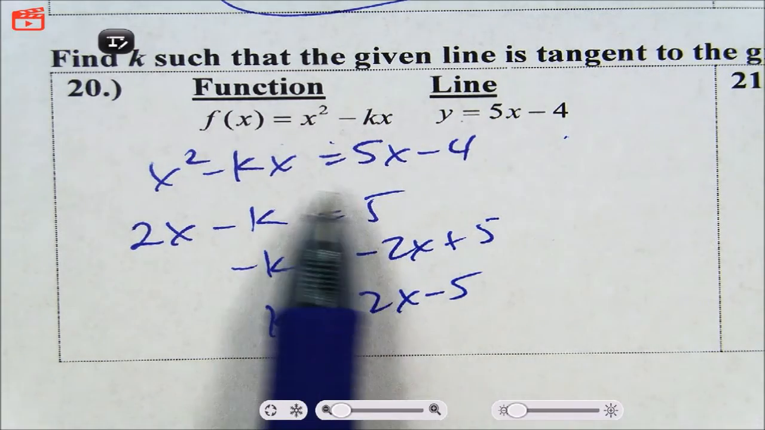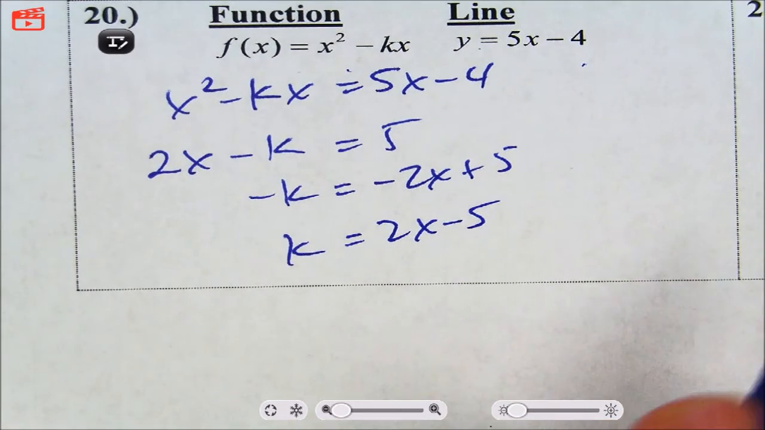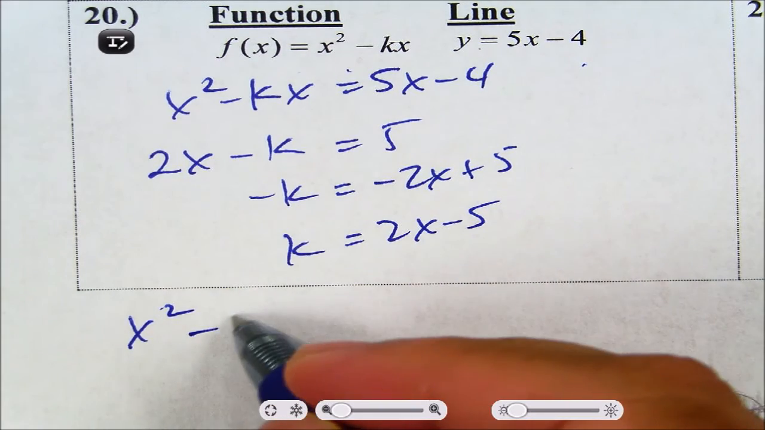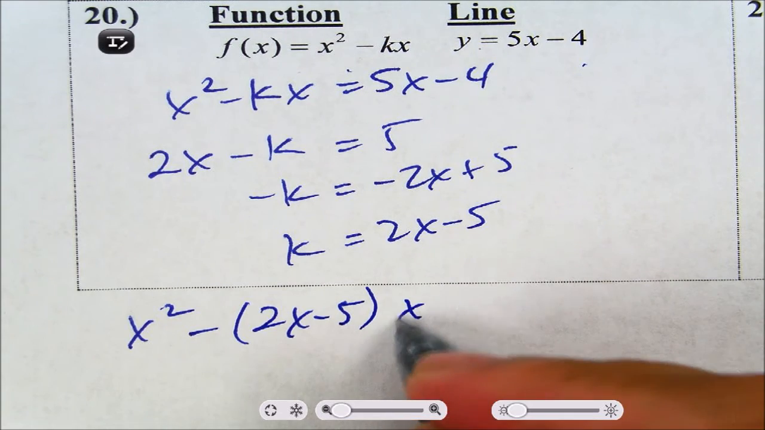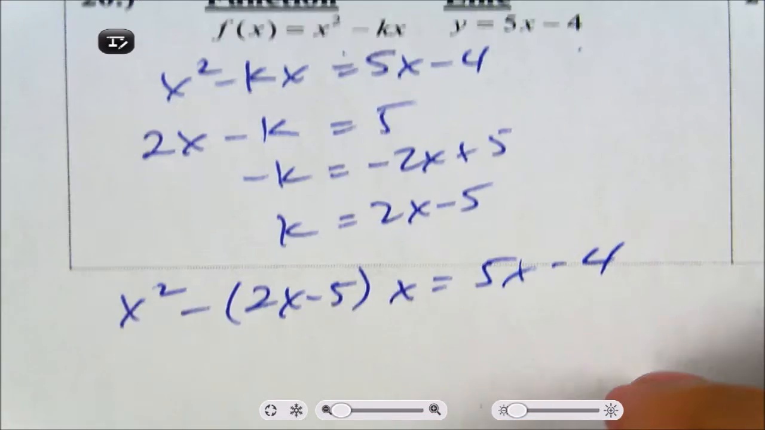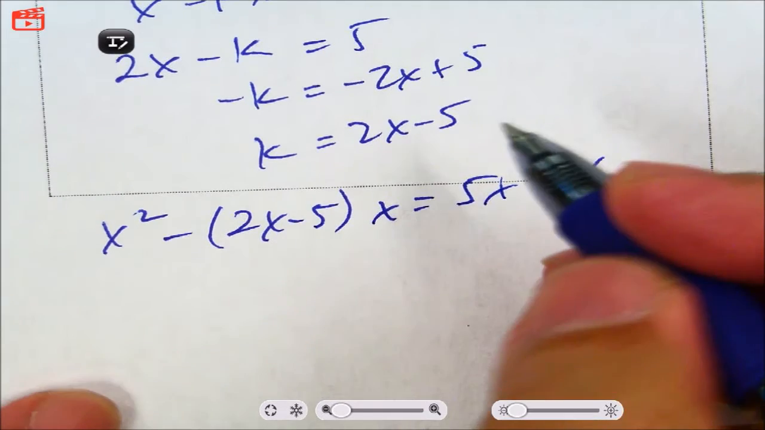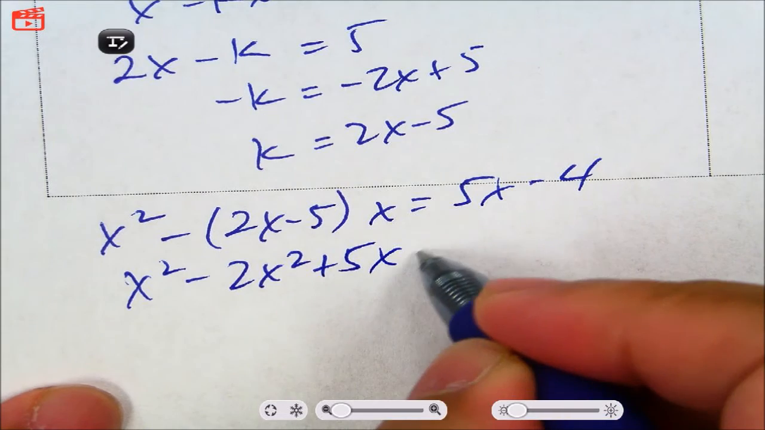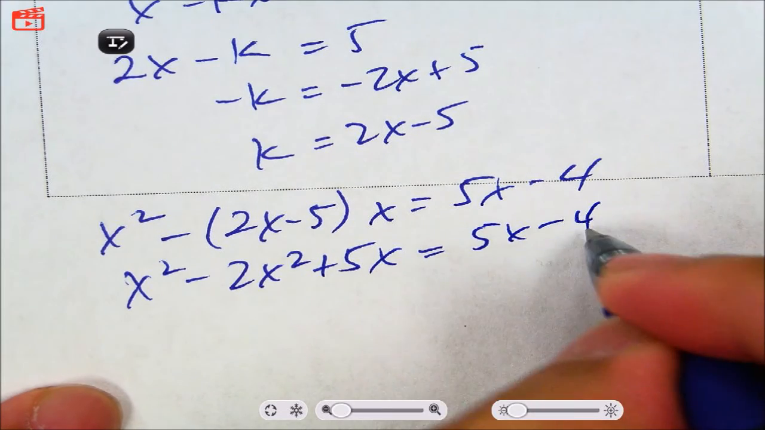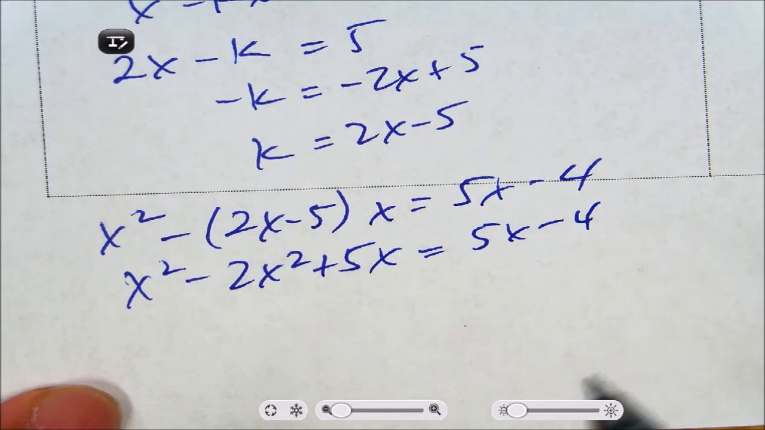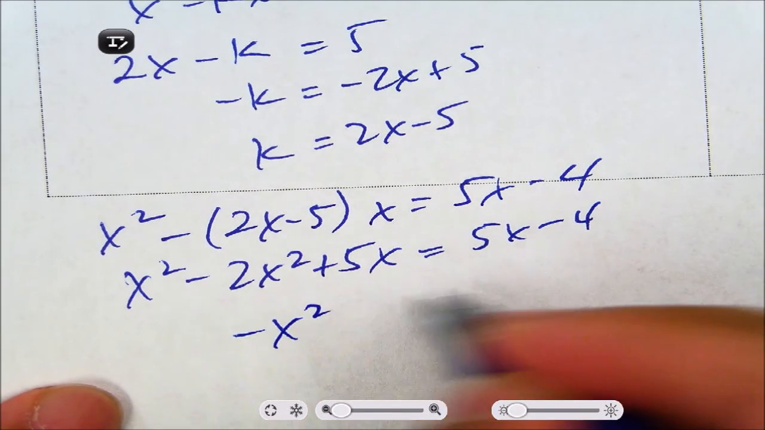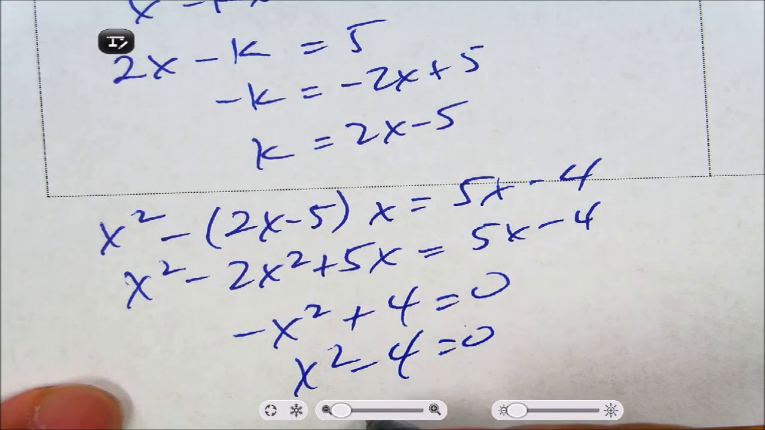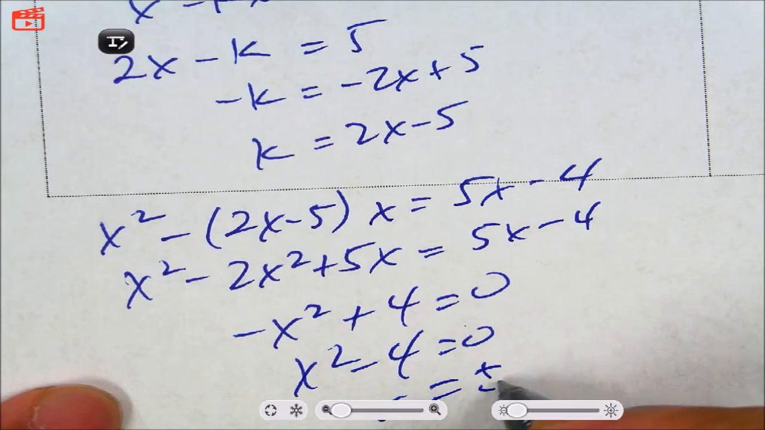Take that and substitute into the other one. So that's going to be x squared, replacing the k with 2x minus 5. Go ahead and work that out. It's x squared minus 2x squared plus 5x. Everybody see how I'm getting plus 5x? Yes. All right. The 5x's go away, bring the 4 over. Negative x squared plus 4 equals 0, or x squared minus 4 equals 0. So x equals plus or minus 2.